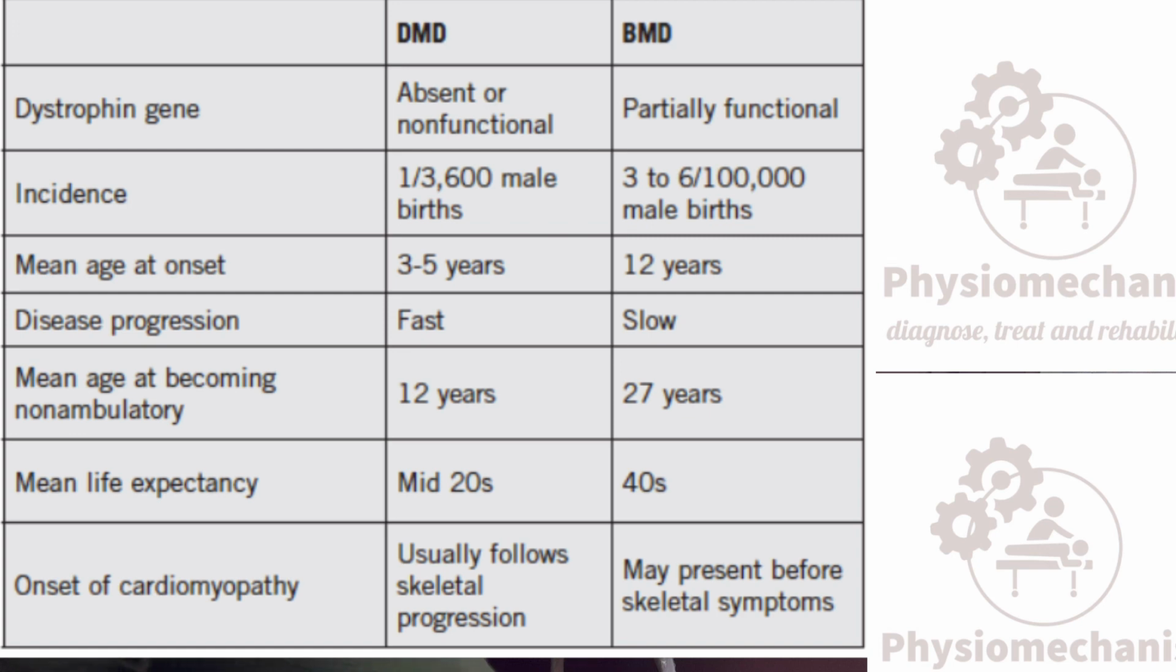The mean age at which the person becomes non-ambulatory, meaning comes to a wheelchair, for DMD is 12 years and for BMD it is 27 years. The mean life expectancy for DMD is mid 20s and for BMD it's 40s. Onset of cardiomyopathy in DMD usually follows skeletal progression, but in BMD may present before skeletal symptoms. So this was the difference between DMD and BMD.